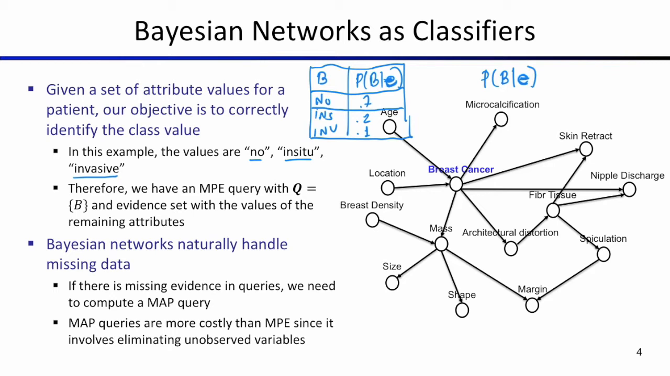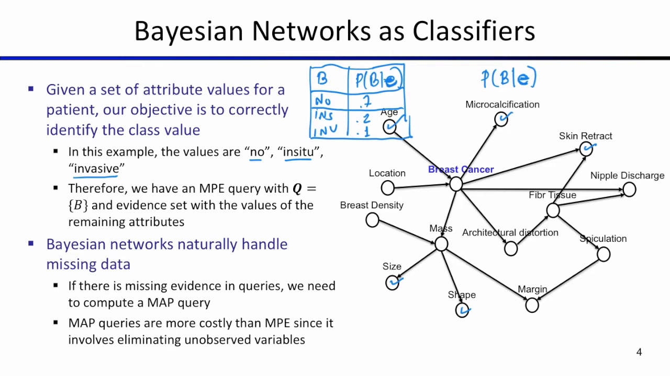It's interesting to note that if we have missing data in the test cases, so imagine that we have to classify one case that has missing data, that would be dealt with by the Bayesian network in a very natural way. So what we would do is instantiation: observe some of the attributes.